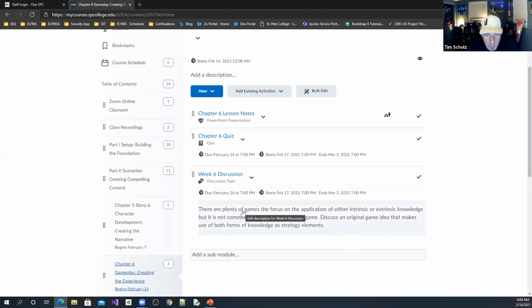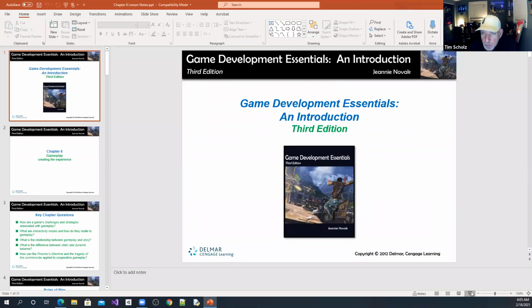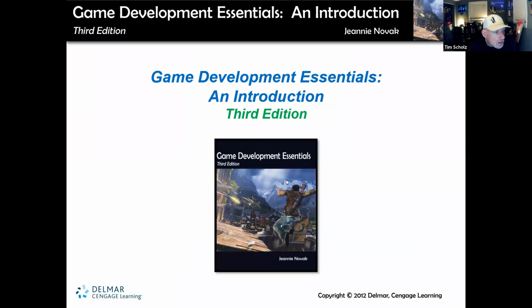One of the topics we'll be discussing during the lesson from chapter six is the concept of intrinsic versus extrinsic knowledge. The discussion is centered around that. So with that, I'm going to move into the notes and start talking about the chapter.